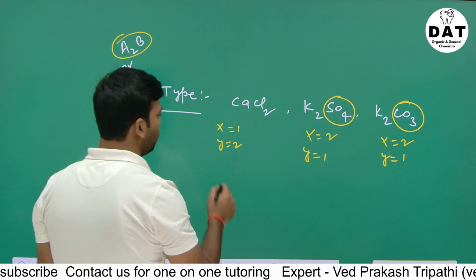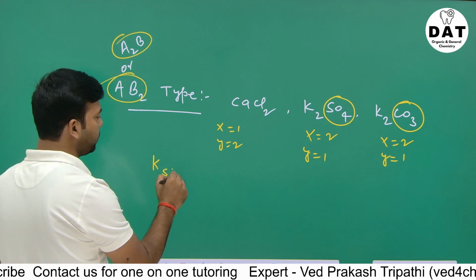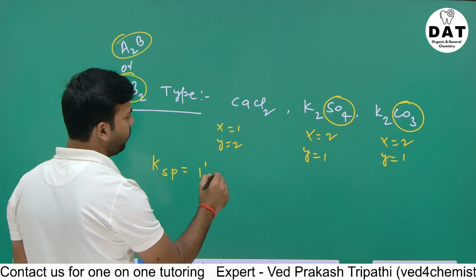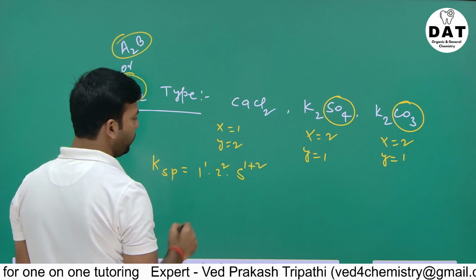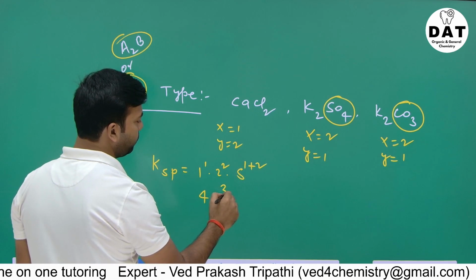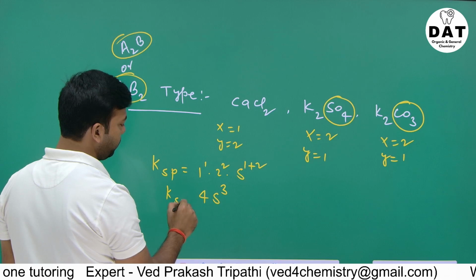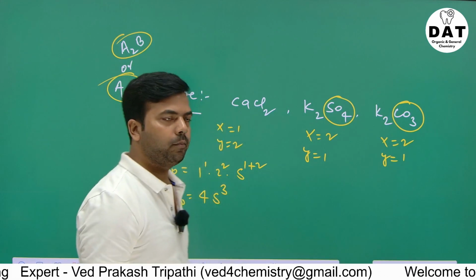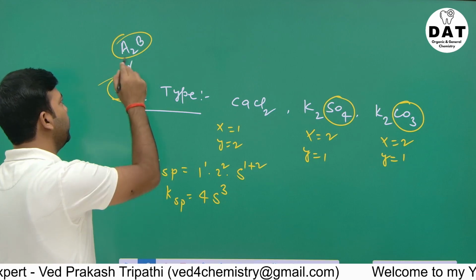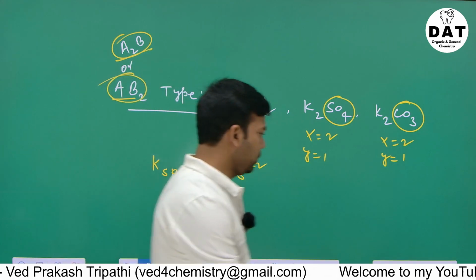Okay, so let's discuss this KSP, the very first case. So 1 to the power 1, 2 to the power 2, s to the power 1 plus 2. So how much? 4s cube. That is my KSP. Simple. Same thing for every example here because this is AB2 or A2B type salt. Now the next one.